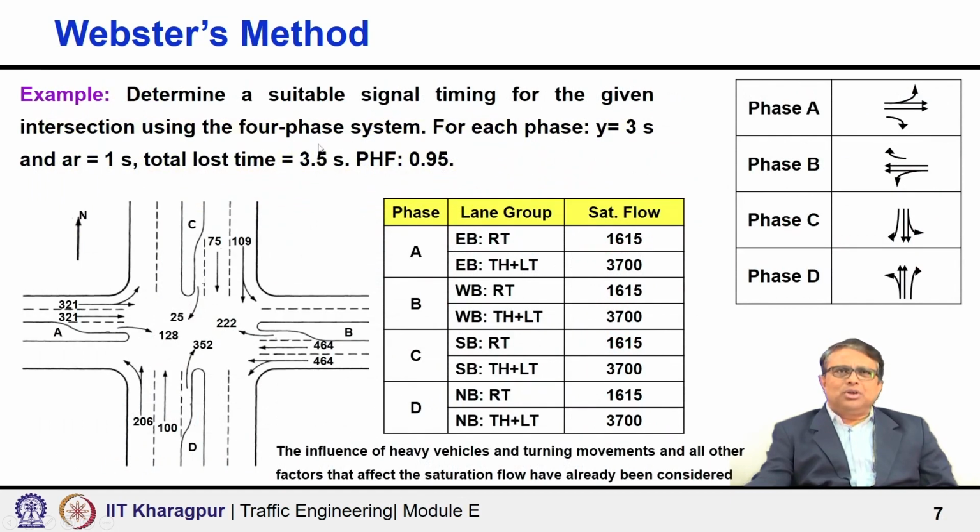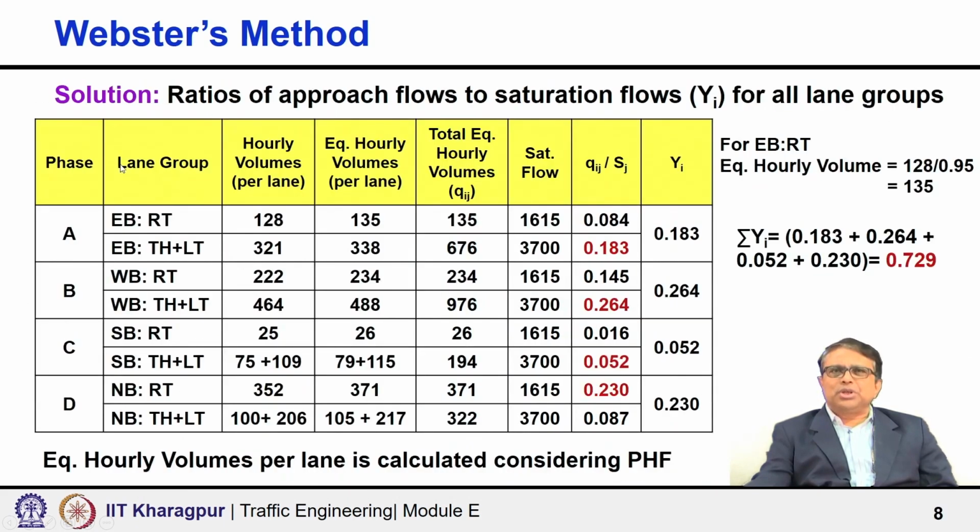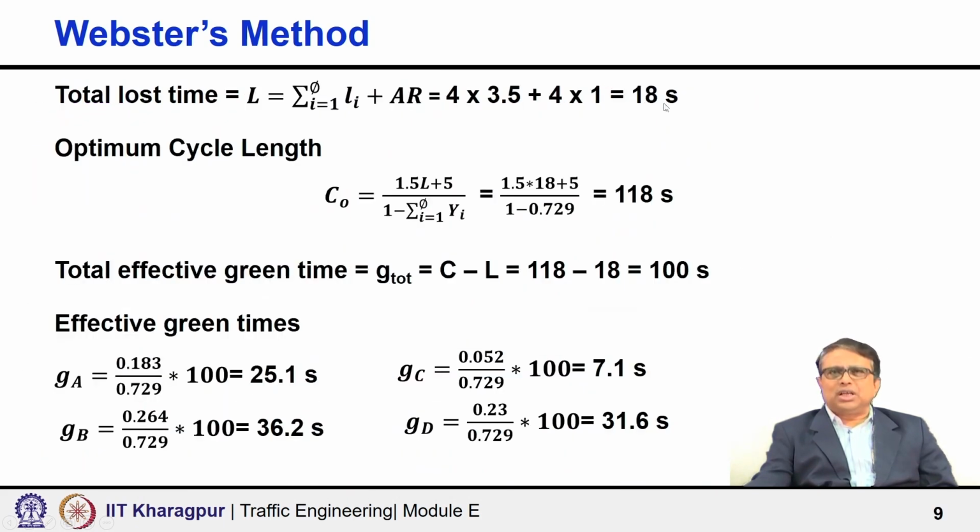So, total lost time is 3.5 plus 4 into 1 second. Here it is also the all-red, small AR, so it is phase wise. So, 4 phases together is 4 seconds. So, total is 18 seconds lost time. Now, with all these values, known value of L, known value of sum of yi, we can get the optimum cycle length, which we are getting here as 118 seconds.